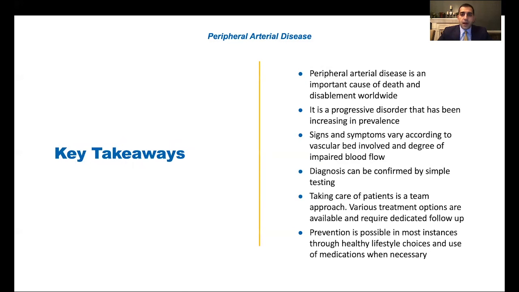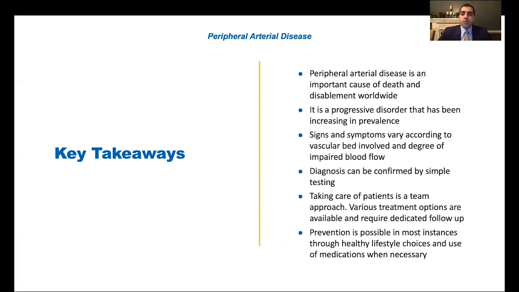So I hope today was informative and helpful for both healthcare professionals as well as folks watching at home. Key takeaways of this talk that were important to get across is that peripheral arterial disease is an important cause of death and disablement worldwide. It is progressive and unfortunately, despite our best efforts, is increasing in prevalence across the world and in our communities. The signs and symptoms vary according to the vascular bed involved and the degree of blood flow that is impaired to those regions. When we suspect this, diagnosis can be confirmed by simple, non-invasive testing that is both physiologic in nature and anatomic in nature.